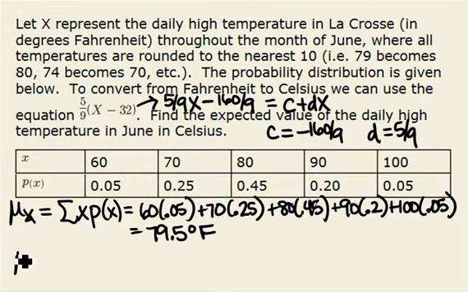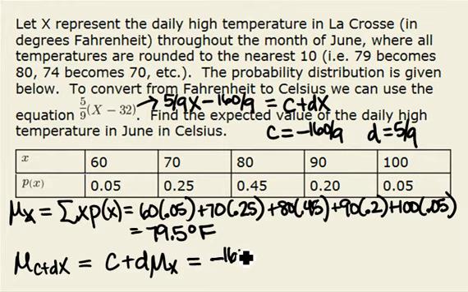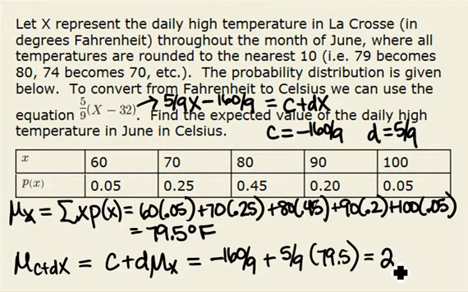So if you want the mean of c plus dx, which would be our temperature in terms of Celsius, we have a rule that says you take c plus d times the mean of just the x's. So if we plug in all of what we have, c is negative 160 divided by 9 plus d of 5/9 times our mean that we found of 79.5. And this gives us a temperature of 26.389, and this would be in degrees Celsius.